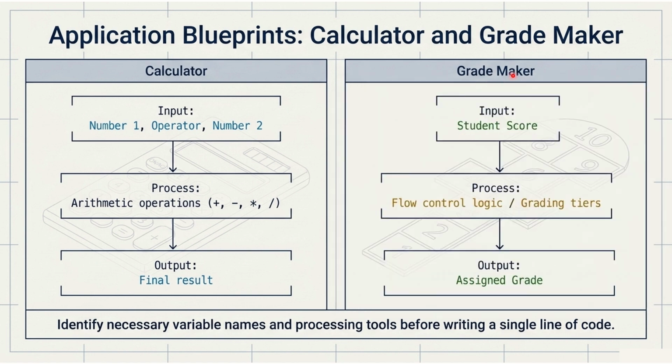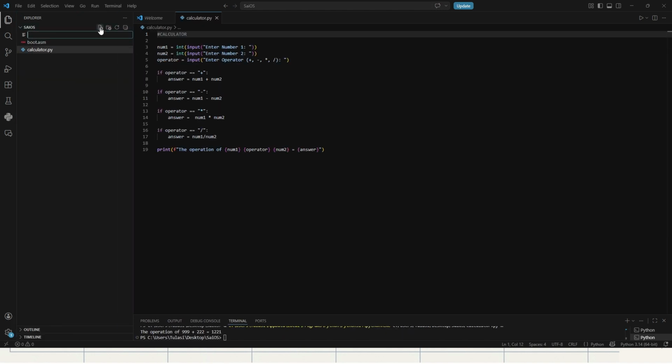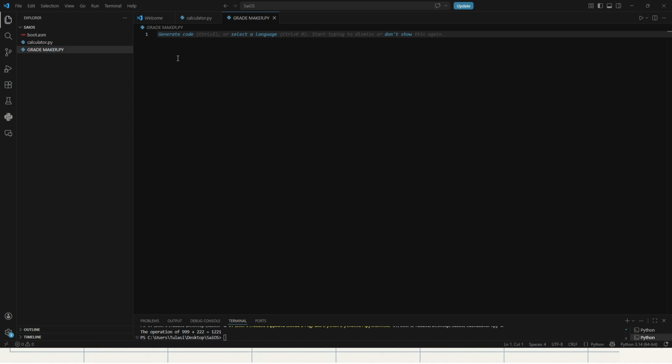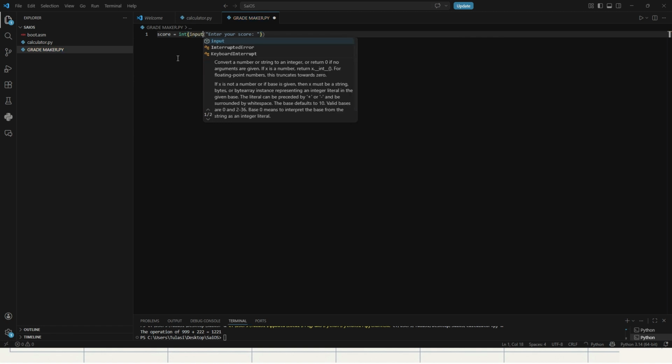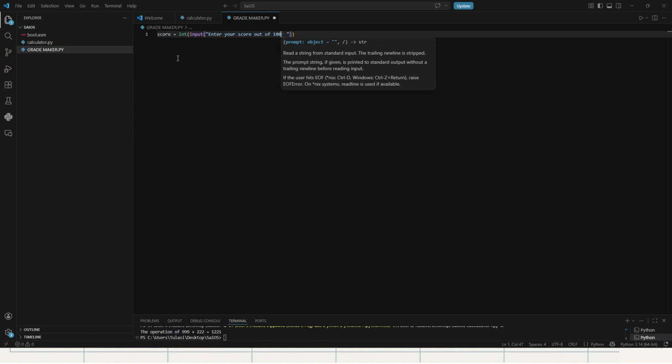And the second one is the grade maker. So first we need to input the student score. These are some of the smallest projects which can make bigger things in future. So grade maker. First I am going to take the student score in the score variable, integer of input. Enter your score out of 100.